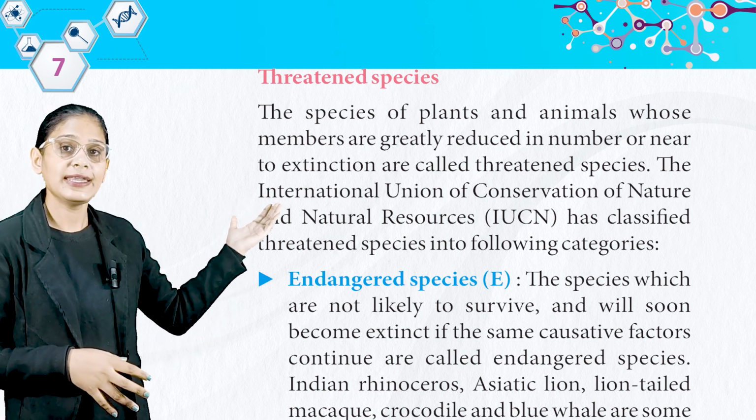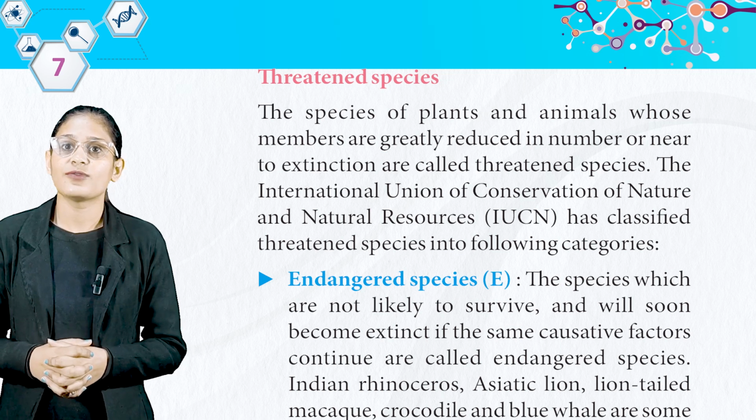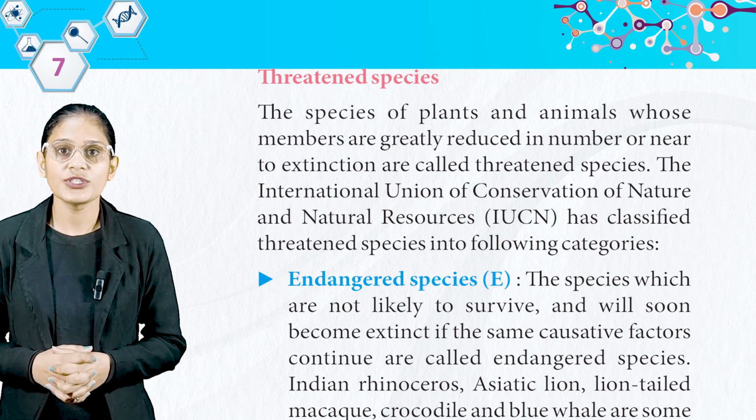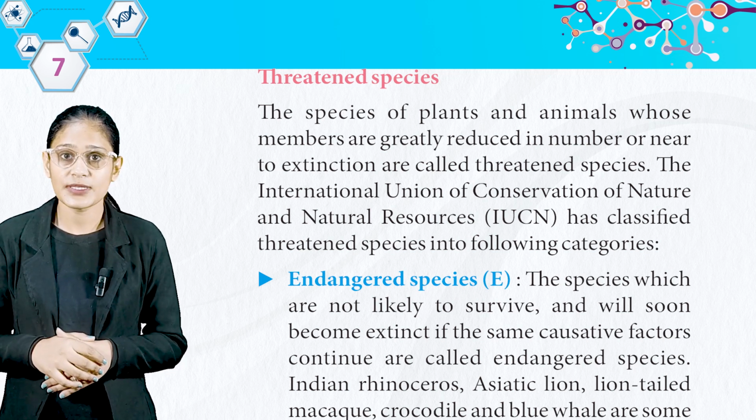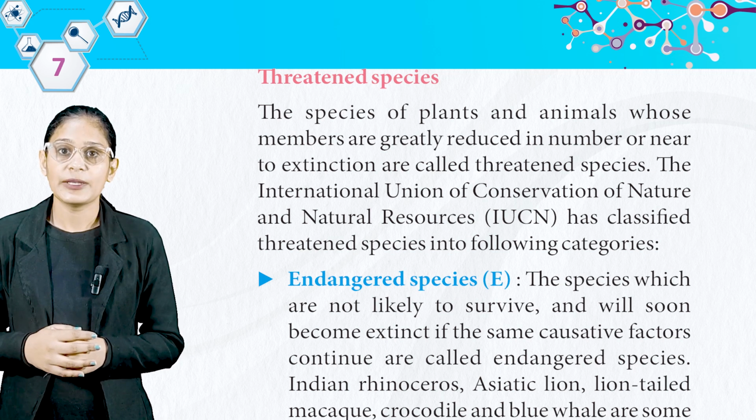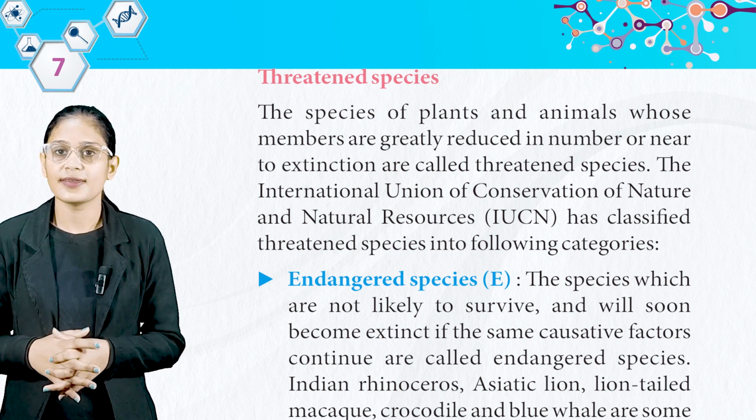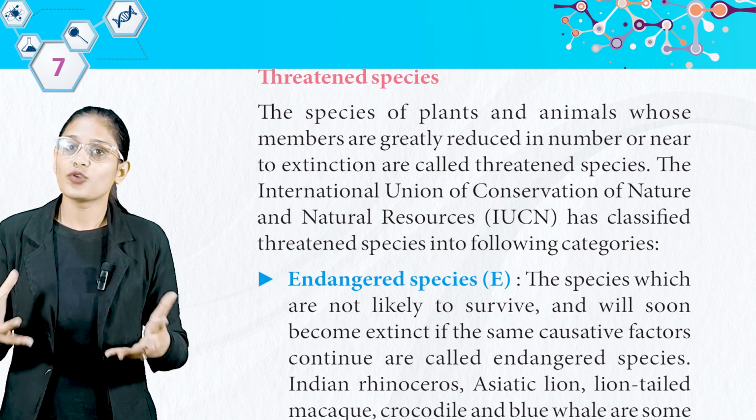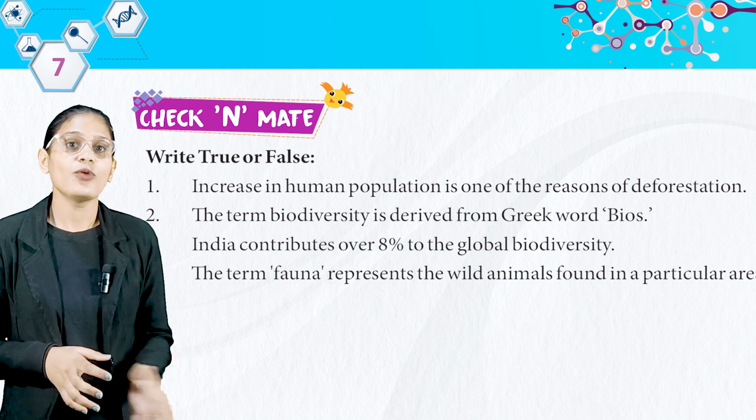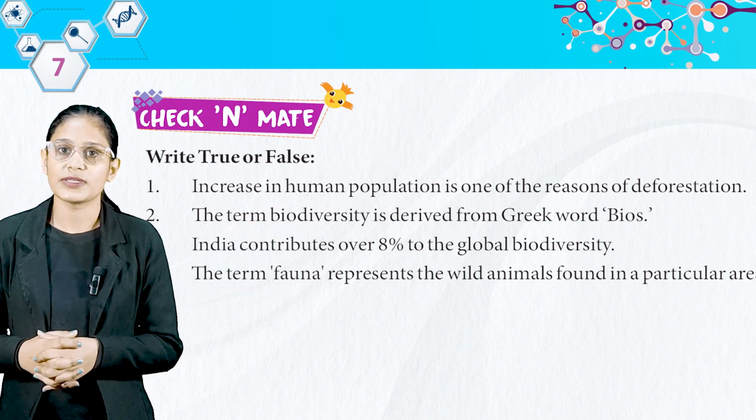Now we have endangered species. The species which are not likely to survive and will soon become extinct if the same causative factors continue are called endangered species. Indian rhinoceros, Asiatic lion, lion-tailed macaque, crocodile and blue whale are some examples of endangered species. So students, these are species that are slowly becoming extinct. Now we have check and mate. You can do it by yourself as we already read about these things.